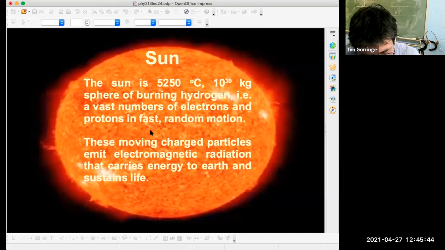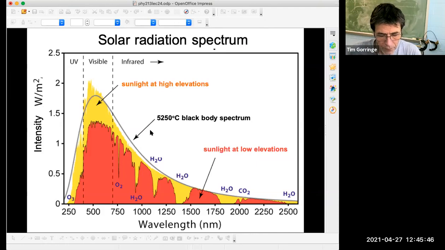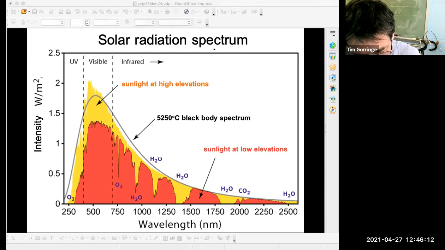Now, on the next slide, I've got the sun's radiation spectrum, the solar radiation spectrum. Let's take a look at this plot a little bit. Let's try and understand this plot, because this is a black body spectrum. It's an example of a black body spectrum. So on this plot, I'm going to get my pen going again here, if I can.